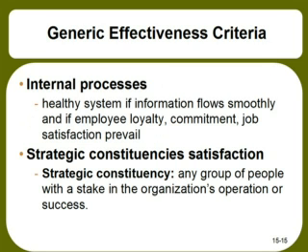Continuing from the last slide, the remaining 2 criteria for organizational effectiveness are internal processes and strategic constituencies satisfaction. The internal processes of an organization will produce a healthy system if information flows smoothly and if employees are loyal, committed, and have a positive sense of fulfillment or job satisfaction with the organization. Of course, there are also external stakeholders that need to be satisfied by organizations. These can be customers, suppliers, or investors, for example.